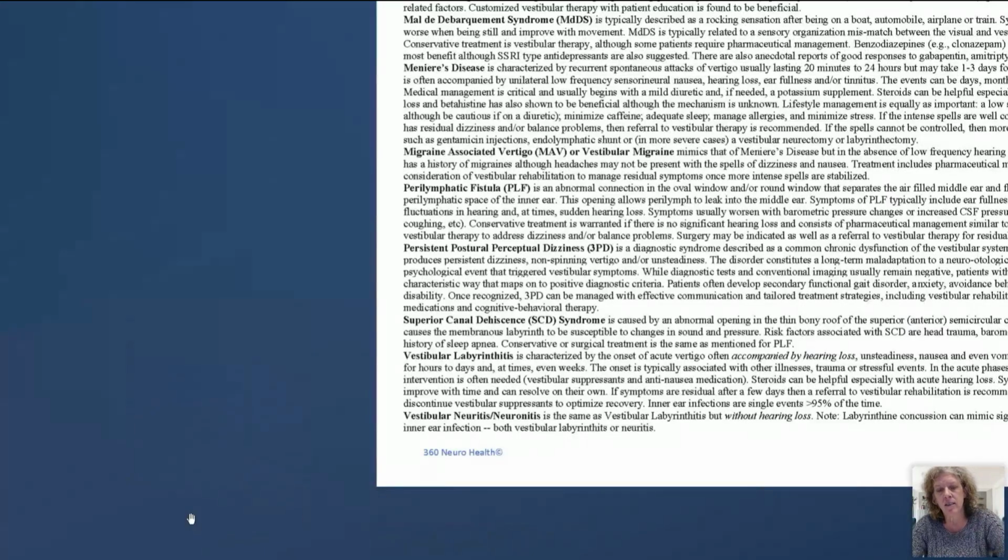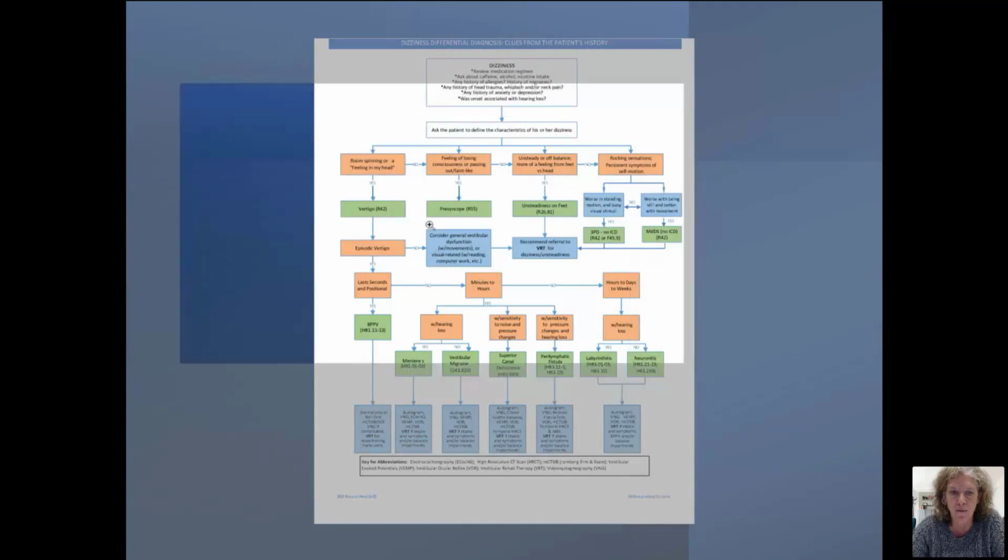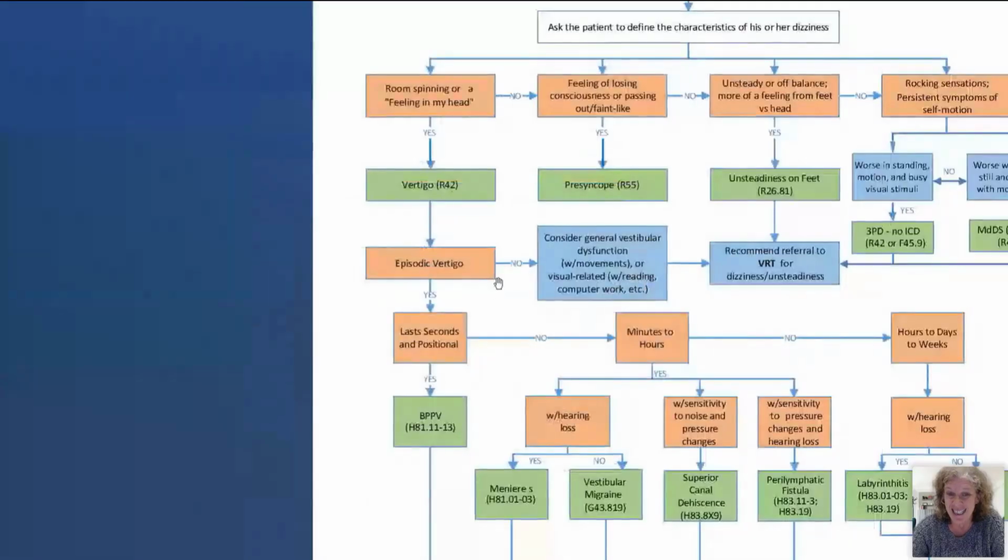If we go back here and zoom in again, we're going to go episodic vertigo, seconds. They may have 30 spells a day, and there's no warning. They can happen in sitting and standing. They're seconds, and that is vestibular paroxysmia. So that's just another diagnosis that could be added to this algorithm.